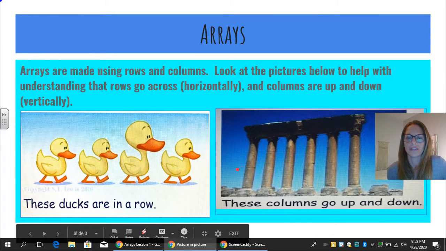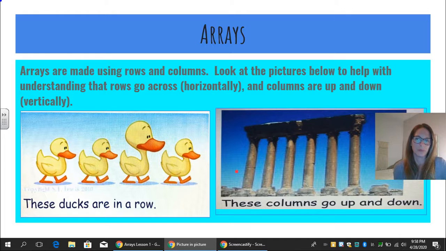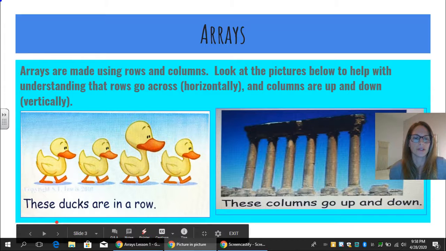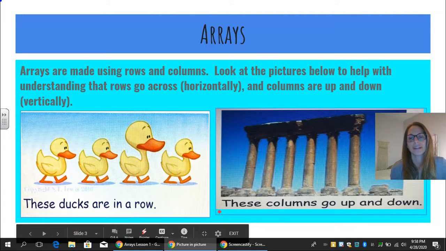I think that if you can imagine your own visualization or picture of rows and columns, that might help you too. I know that there are lots of columns here in Wilmington. For example, at UNC Wilmington, there's a lot of columns in front of the buildings. So that's how I remember through visuals. So you can remember the ducks walk in a row and the columns go up and down.